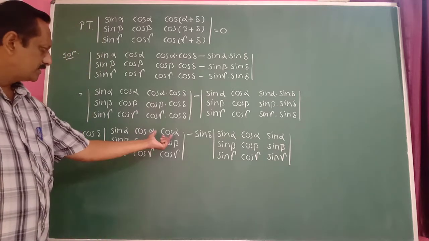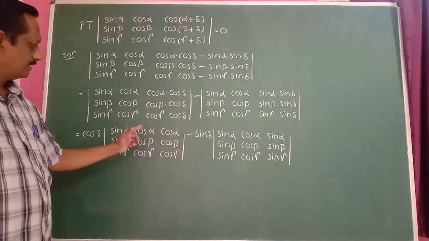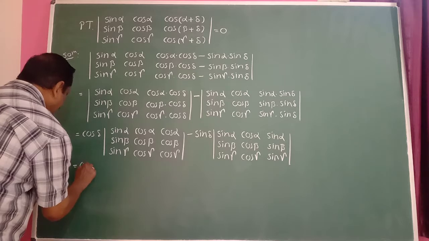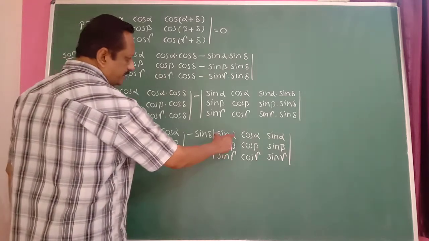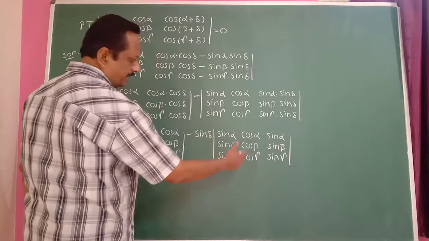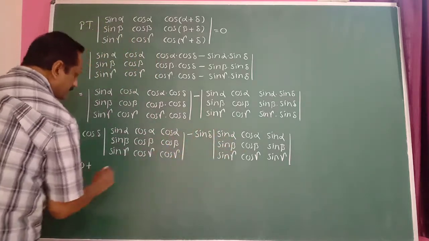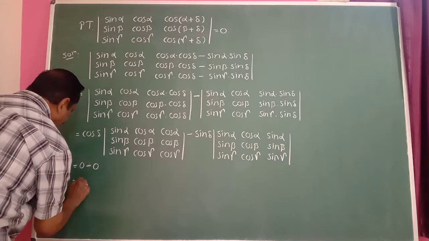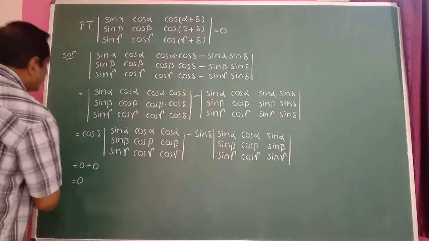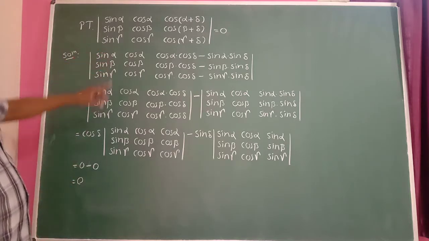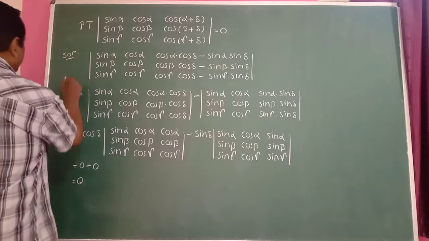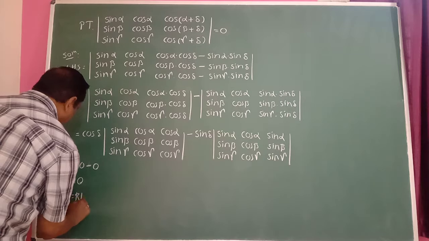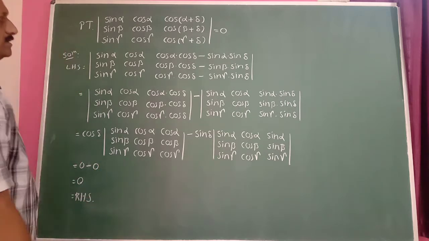You just observe the determinants here. In the first, these two columns are identical, so the elements are the same and the value of this determinant is 0. 0 into cos delta is 0. Then plus, and here the first and third columns are identical, again the value of the determinant is 0. 0 into sin delta is 0. Therefore this is equal to 0. So it is the RHS. LHS equal to RHS. If you take this one as the LHS, then this is the RHS. LHS is equal to RHS.